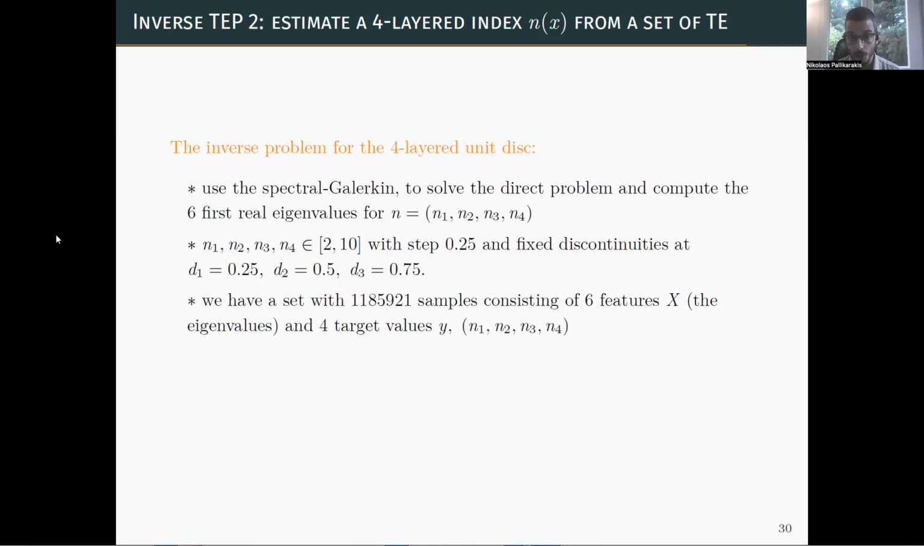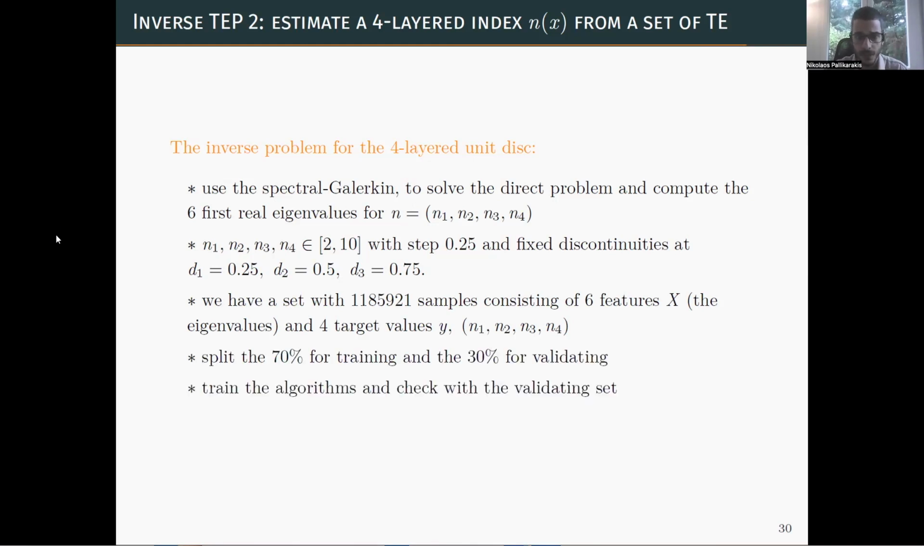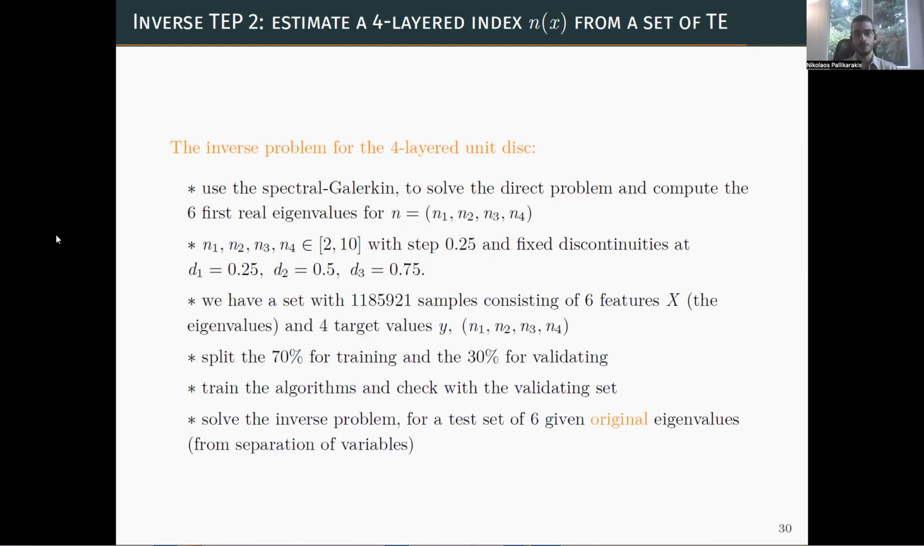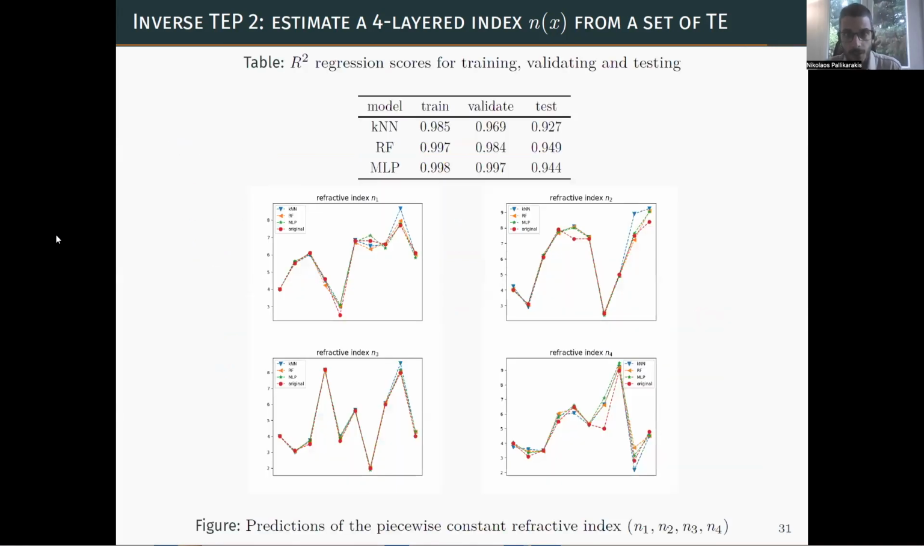All these possible combinations produce a very big data set, with more than 1 million samples, consisting of 6 features, 6 eigenvalues for X, and 4 target values for Y, which are the 4 values of the refractive index. Again, the procedure is the same. We split in training and validating, train the algorithms with the training and check with validating. And again, we solve this inverse problem with original eigenvalues in the end, coming from separation of variables for 10 examples. And the results are here in the top table.